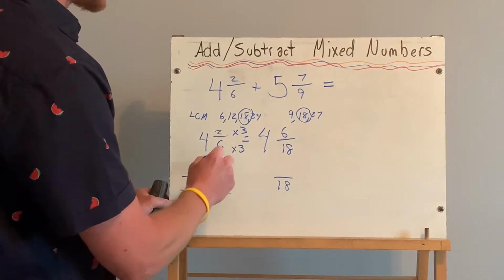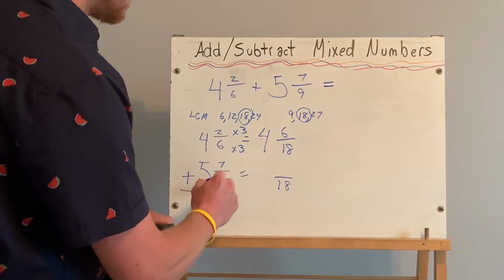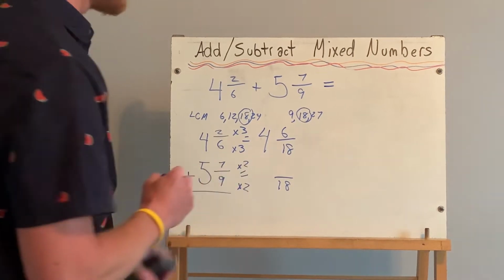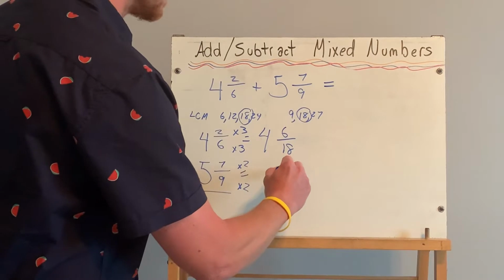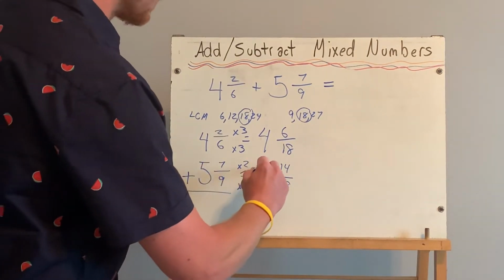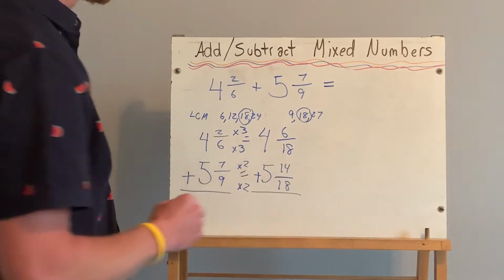Now we have 5 and 7/9, and we want to make an equivalent fraction with 18 there as a denominator. To go from 9 to 18, I know I multiply by 2. So we'll do the same for the top and the bottom. 9 times 2 is 18. 7 times 2 is 14. And then our whole number is 5. Okay, so now we have 5 and 14/18.